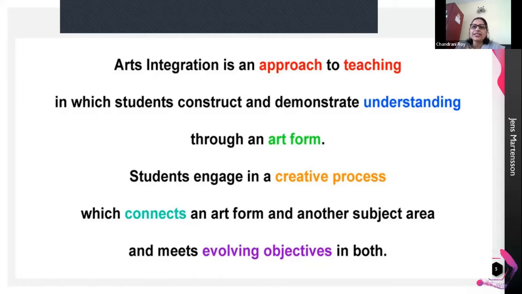Students engage in a creative process which connects an art form and another subject area and meets the objectives in both. So we are now advised to integrate arts not only with science, we integrate art even with maths, social science, English, or any other Indian language that our children learn. So it has definitely helped the learning process and the teaching process too.